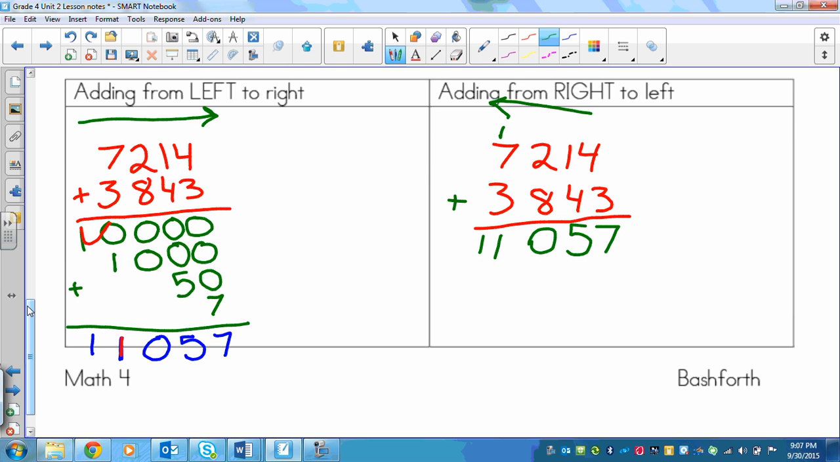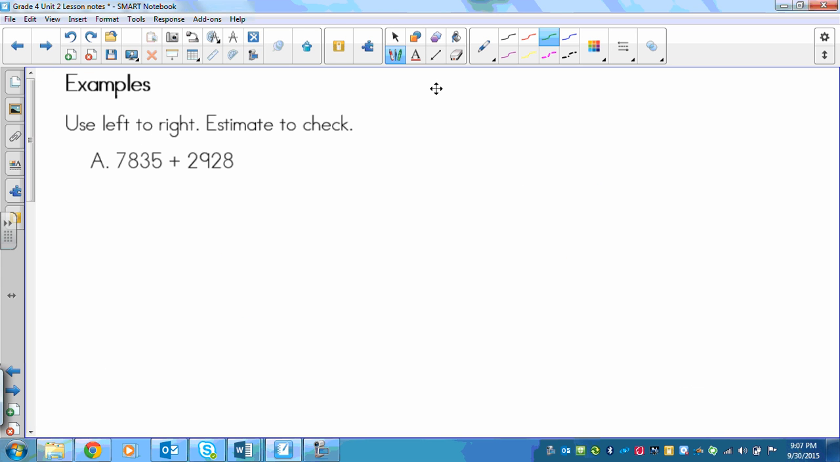Now, if you've got this cased and you know that you can do the textbook assignment, that's awesome. Just one more thing before you go back to your desk, if you're ready. When it says estimate to check, that means that you solve the problem and then you estimate. So in this case, I will estimate to the nearest 100 and add those. If my estimate and my actual answer are close, then I know that I added correctly.